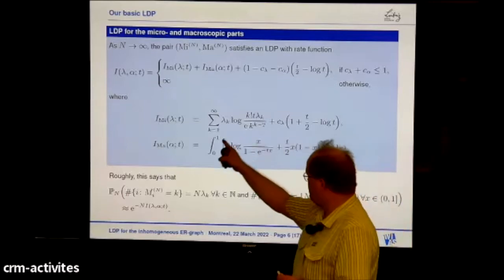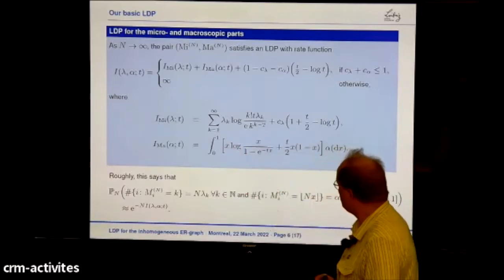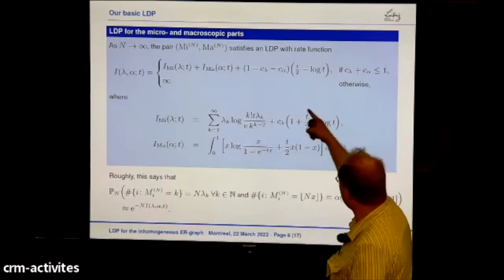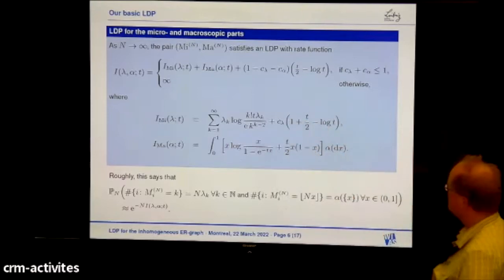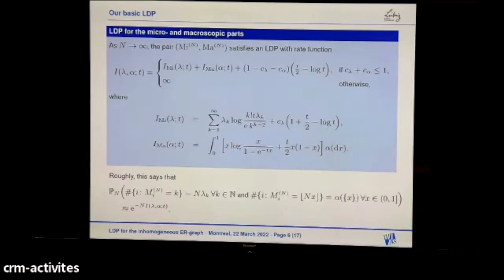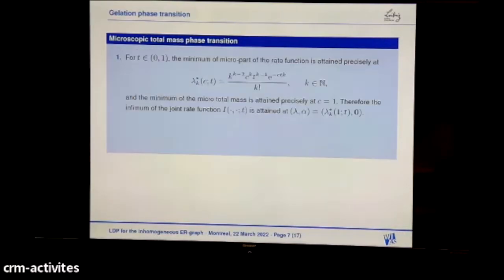These terms are similar for the macroscopic components, and these terms here in the end, they express something like that all the macroscopic components and all the microscopic components pairwise are not connected. This has also to be expressed there somehow. The minimizers. The minimizers are these ones, explicit formulas. So this is a minimizer for the microscopic things.